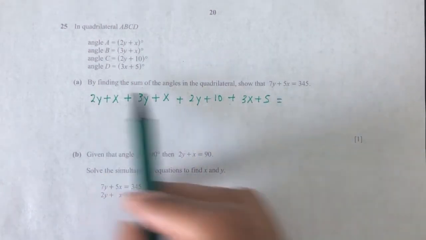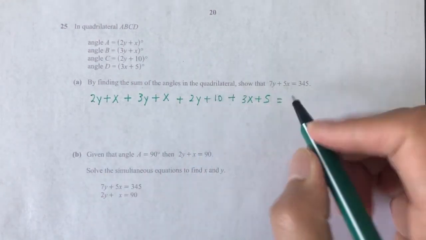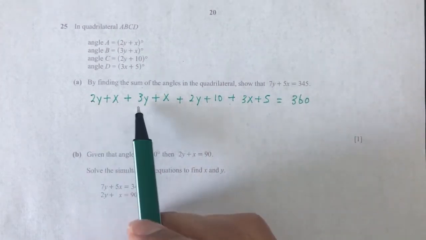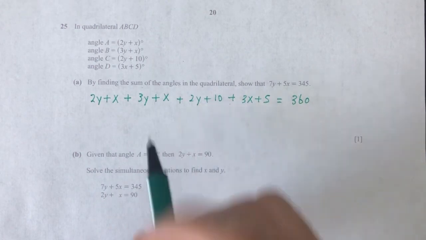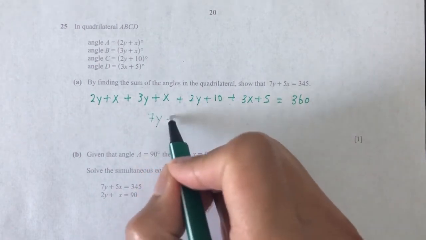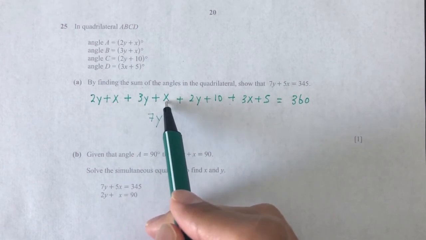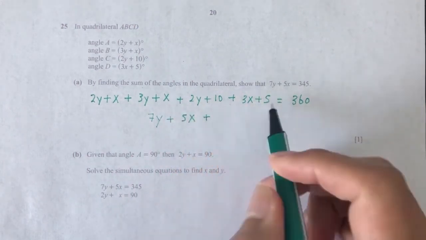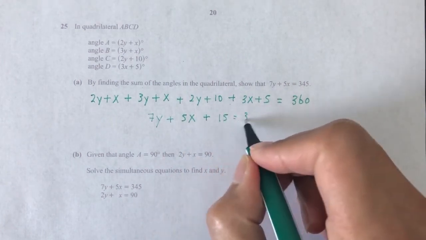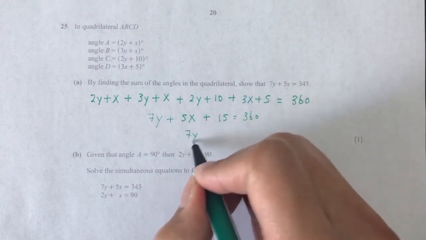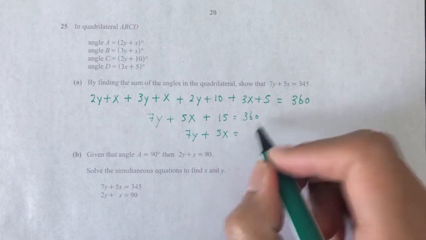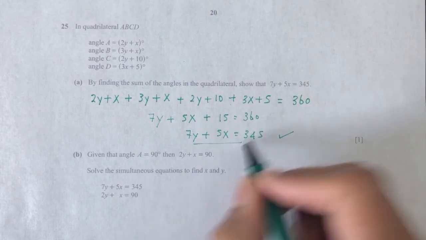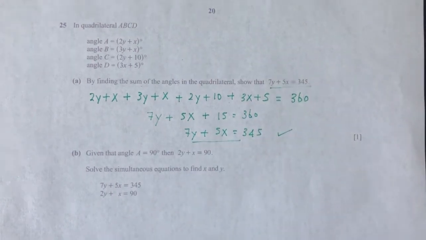So what is the sum of all the angles in a quadrilateral? It is 360. So now let's simplify. 2y plus 3y is 5y, plus 2y is 7y, plus x plus x is 2x, plus 3x is 5x, plus 10 plus 5 is 15, equals 360. So 7y plus 5x equals 360 minus 15, which is 345. Okay, shown just like above.